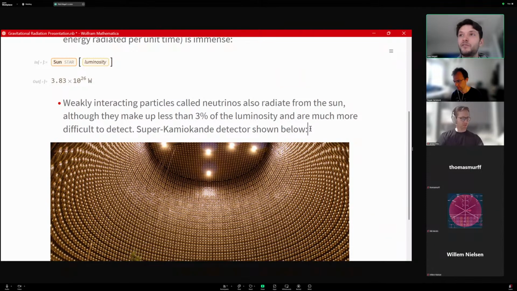Actually, I believe the first person to detect cosmic rays, I'm blanking on his name right now, but he won a Nobel Prize for it. And he would actually risk his life going on solo hot air balloon missions to try and detect these things.